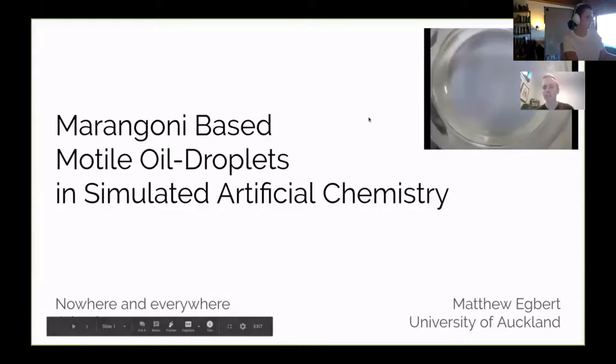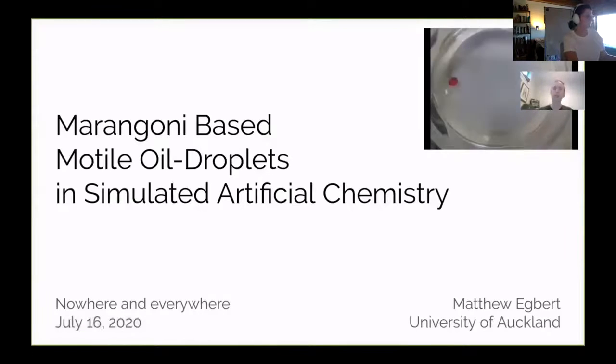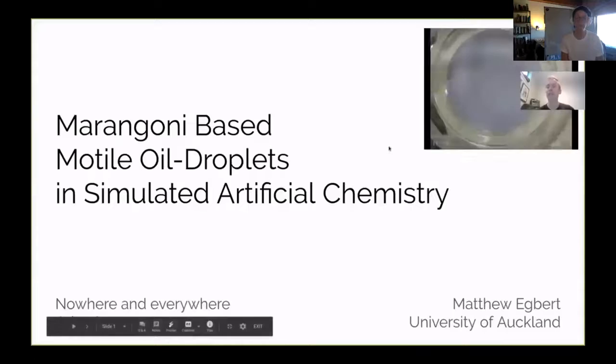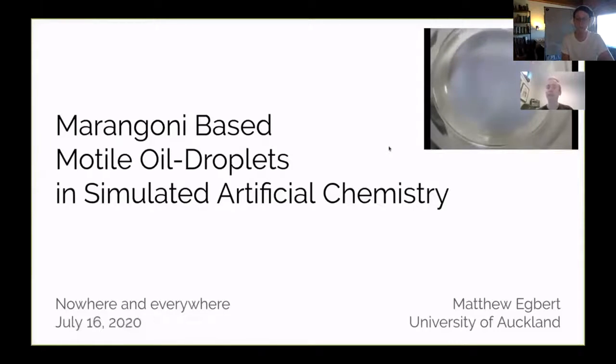And what you're looking at there is a motile oil droplet. It's a droplet of oil that has a chemical reaction going on its surface that allows it to propel itself around in its environment. And as I'll discuss in a moment, the behaviors that these droplets perform are rather interesting for a variety of reasons. This droplet that you're looking at here is performing a kind of chemotaxis, where it's moving up a pH gradient.